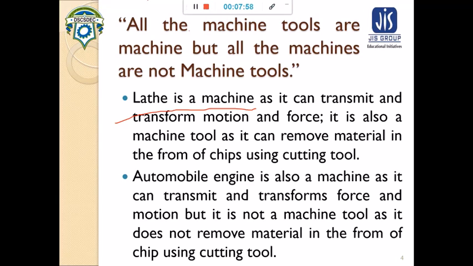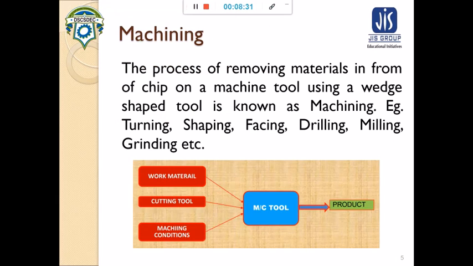In case of an automobile, the engine is a machine, but it is not a machine tool because it does not remove any material from any workpiece, so it is known as a machine only. So as per the statement, all machine tools are machines, but all machines are not machine tools. This is absolutely correct. Now we will see the basic terms of machining.